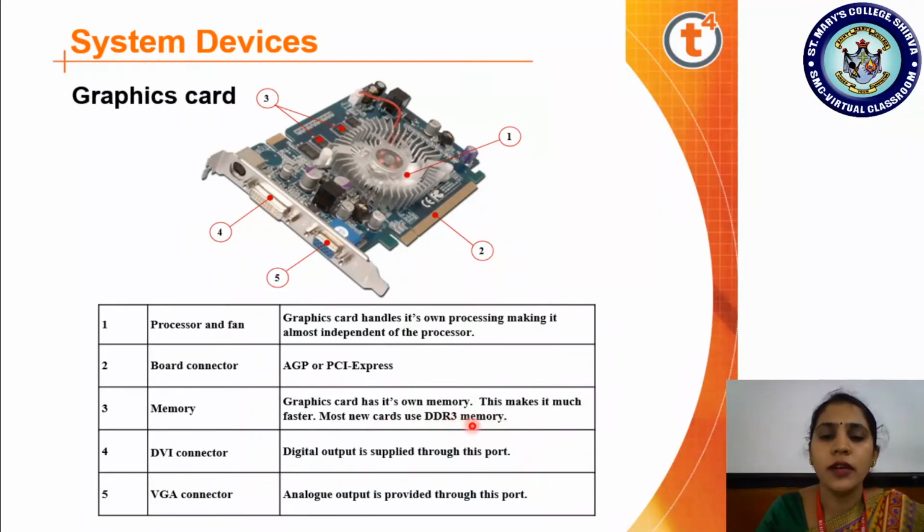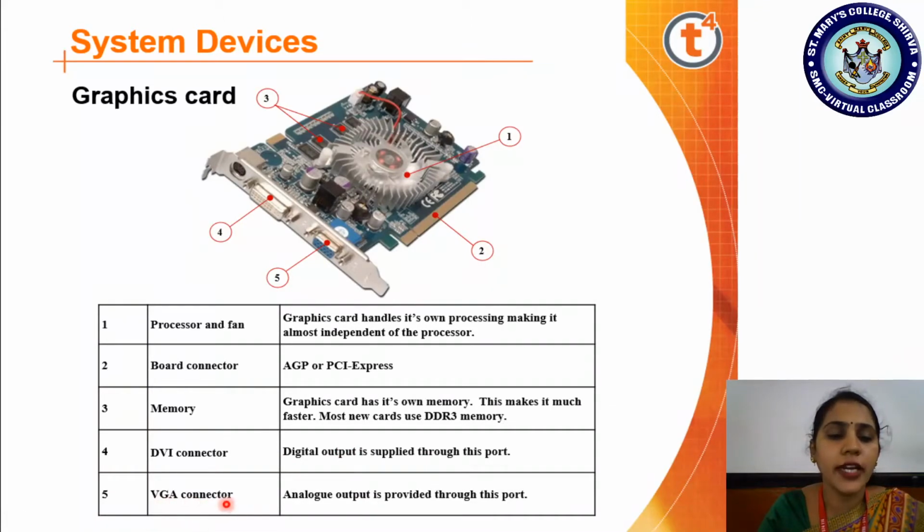Dual memory, and you have a DVI connector, that is this particular part, where digital output is supplied through this port. We require the digital output from the processor to be forwarded to the monitor display screen for the user to understand the information. The processed information has to be given to the user, right? So it is with the digital output.